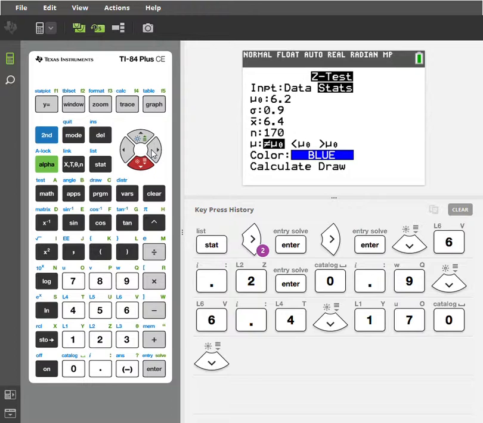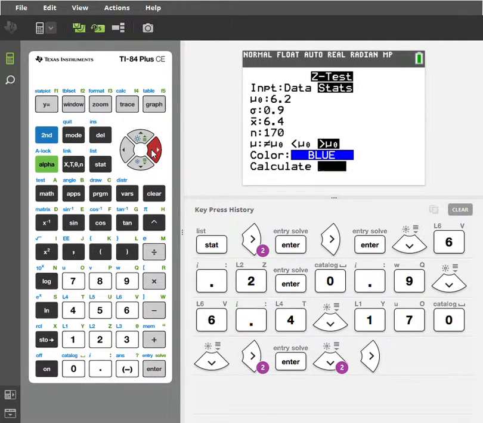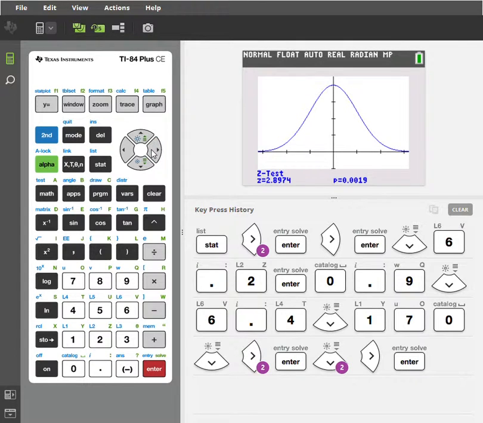Is there sufficient evidence at the 0.01 level that the valve performs above the specifications? Does our mean for our sample indicate that the population of these valves is actually greater than mu naught, the specifications provided? So greater than mu naught. Arrow down to draw. And there we have it. This is our hypothesis test, which we will interpret in the next slide.